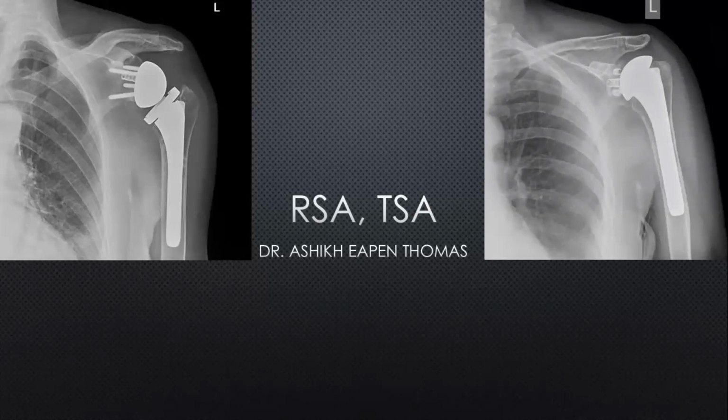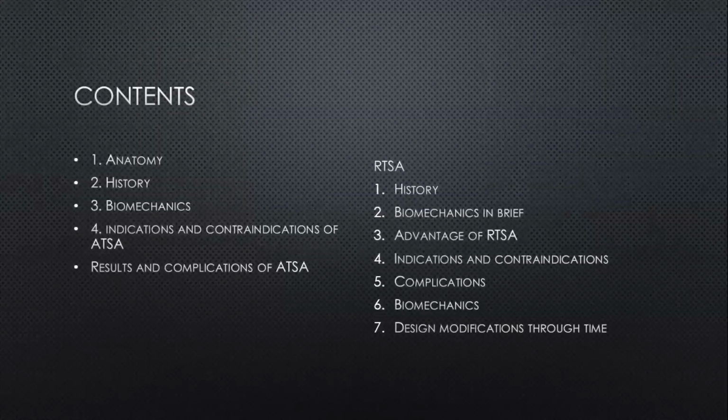My topic for today will be RSA and TSA. It's a very vast topic, and I'll try my best to finish it within the allotted time period. Starting off without further delay, this is the order in which I would like to present my PPT. I'll first talk about the anatomy, history, biomechanics, indications, contraindications, results, and complications of ATSA. Then I'll be talking about RTSA, reverse total shoulder arthroplasty, and following the same order: history, biomechanics, advantages, indications, contraindications, complications.